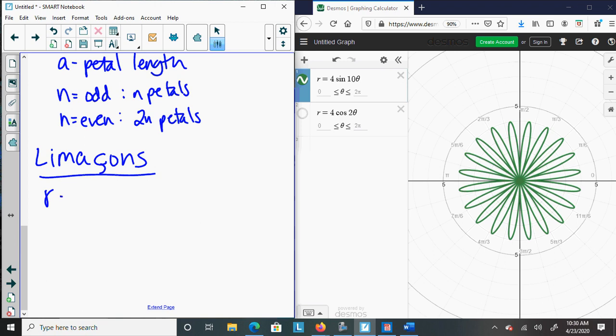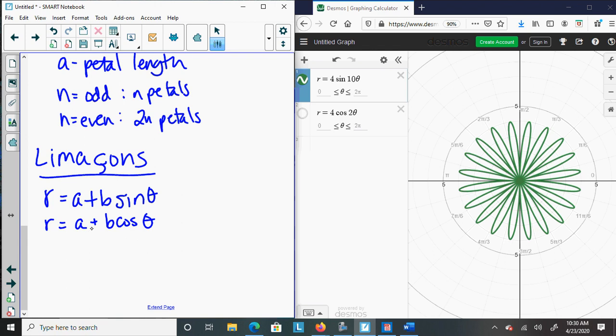We've got r equals a plus b sine theta, and r equals a plus b cosine theta. There can be a minus or a plus in there. If you have a minus, it's still going to be a limaçon. It just has to do with the difference in the x and the y values there.